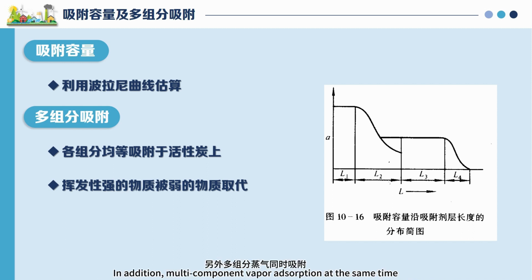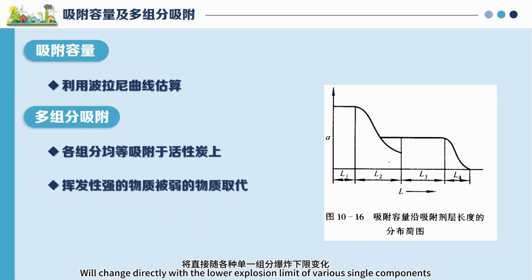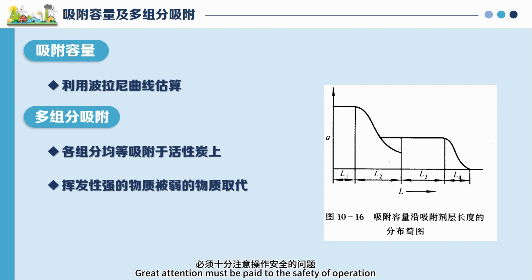In addition, when multi-component vapor is adsorbed at the same time, the height of the mass transfer zone is increased. It may be necessary to increase the length of the adsorption bed, and the retention of carbon may be weakened. When multi-component organic matter is adsorbed, the efficiency of a given system will decrease. The lower explosion limit of the mixture will change with the lower explosion limits of the various single components. Great attention must be paid to the safety of operation.